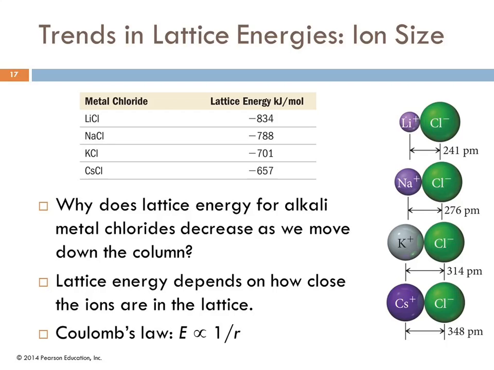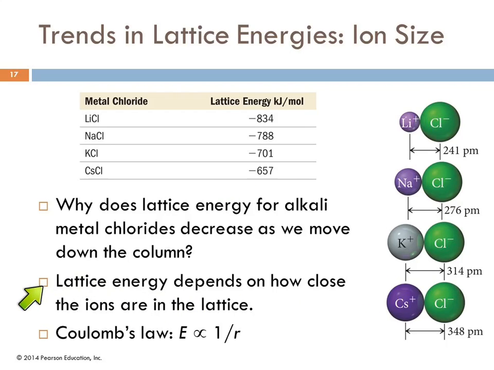There are trends in lattice energies. And again, they're trends, they're not absolutes. The lattice energy for alkali metal chlorides decreases as we move down the column. So here we're looking at the alkali metals, lithium, sodium, potassium, and cesium. We skipped rubidium, it's okay. The lattice energies get smaller as we go down. Well, what's up with that? And here's a more picture illustration of this.